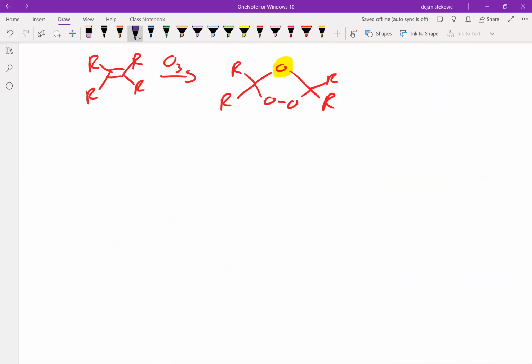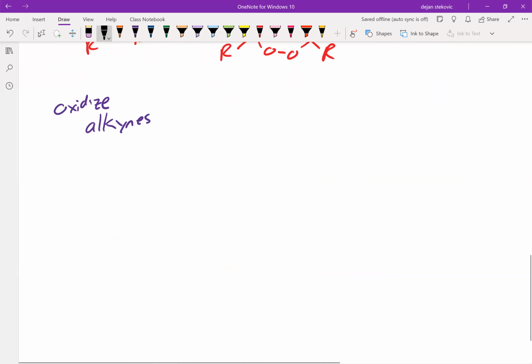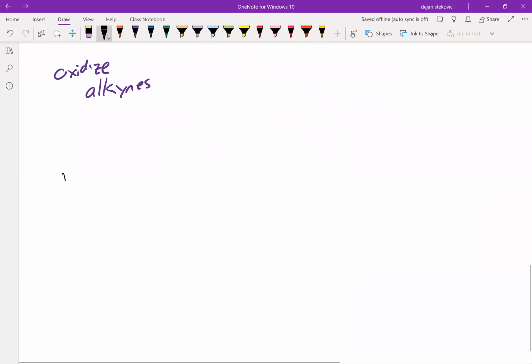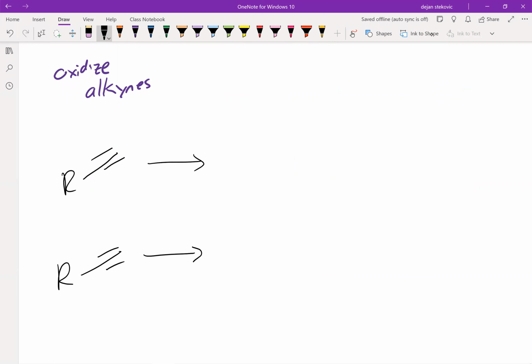And then finally, last thing we could do is oxidize, not last thing, never mind. We could oxidize alkynes as well. So remember, our alkynes are our triple bonds. So if we have a triple bond, we can have one of two options, right? We could do this either in a Markovnikov or an anti-Markovnikov fashion.